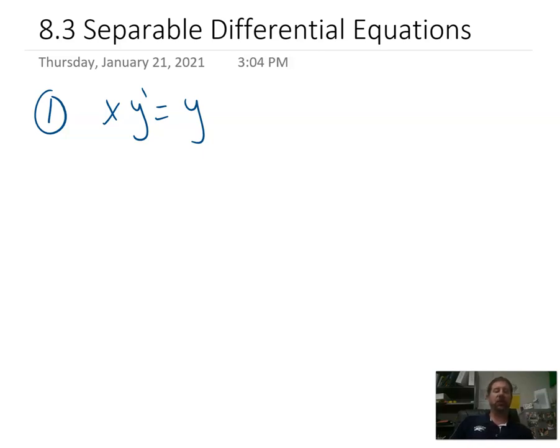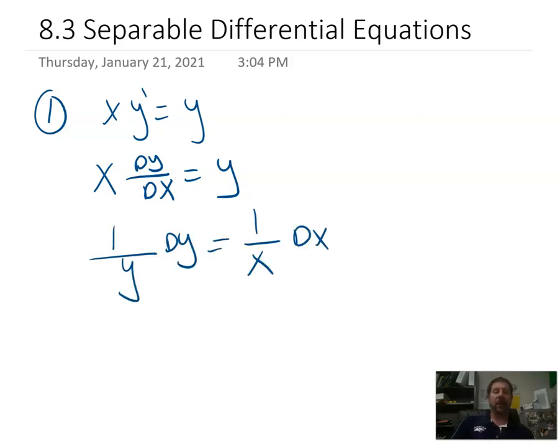The first thing we want to remember is that y prime is equal to dy/dx. This will allow us to separate our variables. What we want to do is get all the x's on one side and all the y's on the other side. We want to separate them. Generally, we want y's on the left-hand side and x's on the right-hand side, because that's just the way we write things.